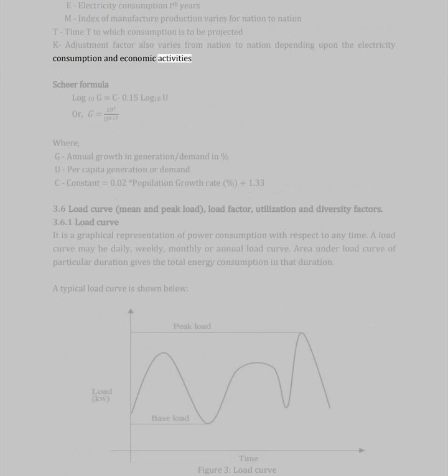activities. Shear formula: log10 G = C - 0.15 log10 U, where G is the annual growth in generation or demand in percent, U is the per capita generation or demand, and C is a constant equal to 0.02 * population growth rate in percent + 1.33.